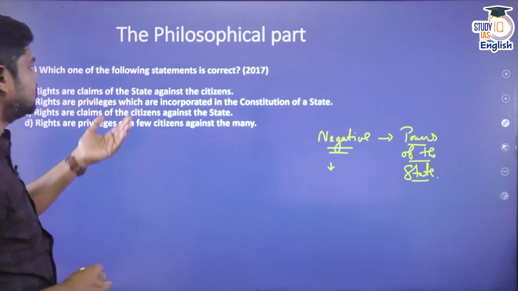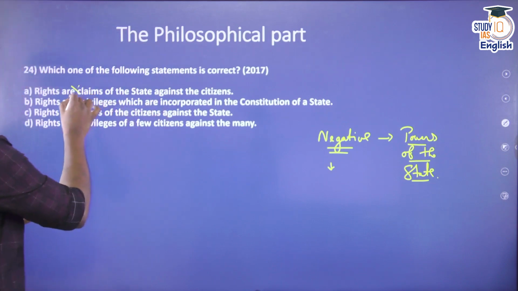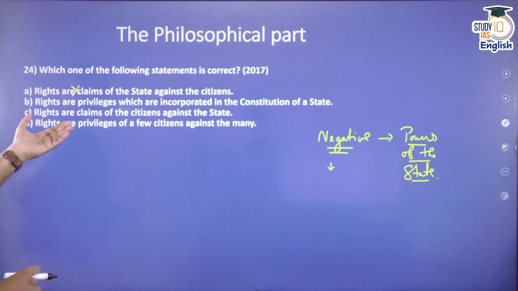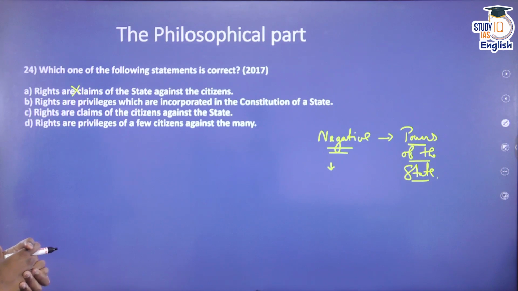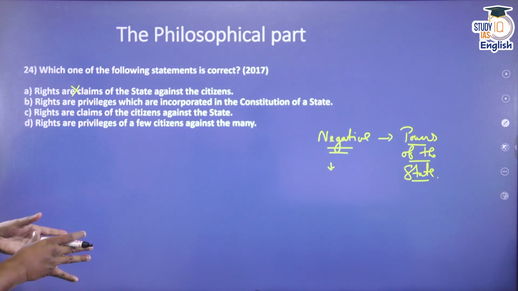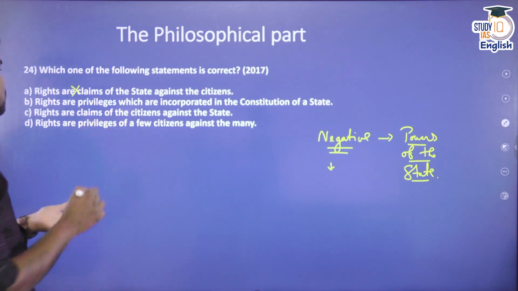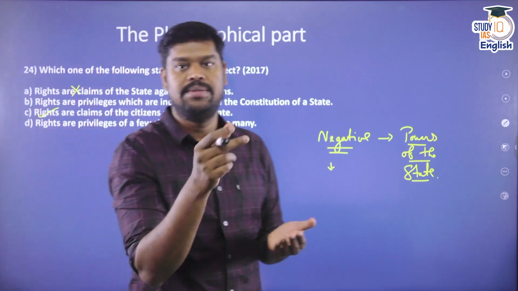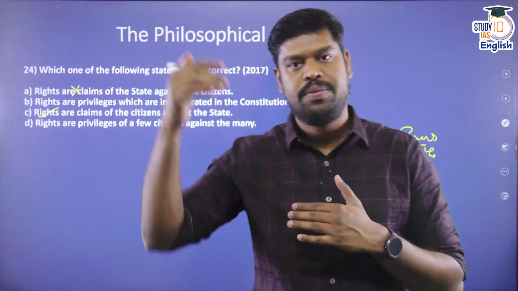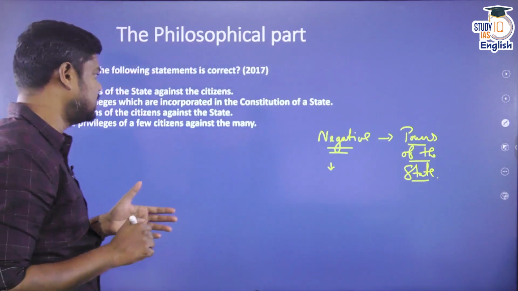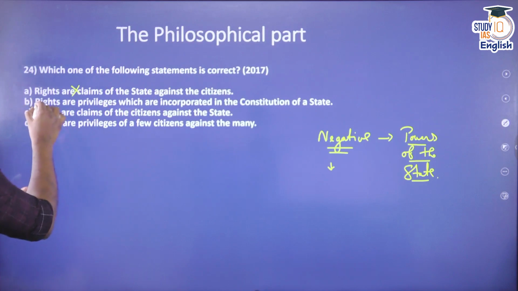So, rights are claims of the state against a citizen. No, it is vice versa rather. Rights are privileges which are incorporated in the constitution of the state. In fact, that is not the appropriate expression. The appropriate expression is that rights are claims of the citizens against the state. It is a privilege, but what is the need for this claim or entitlement? The right is to prevent the arbitrary action of the state. So, option B, although it looks a little right, is not the exact expression of what a right is.